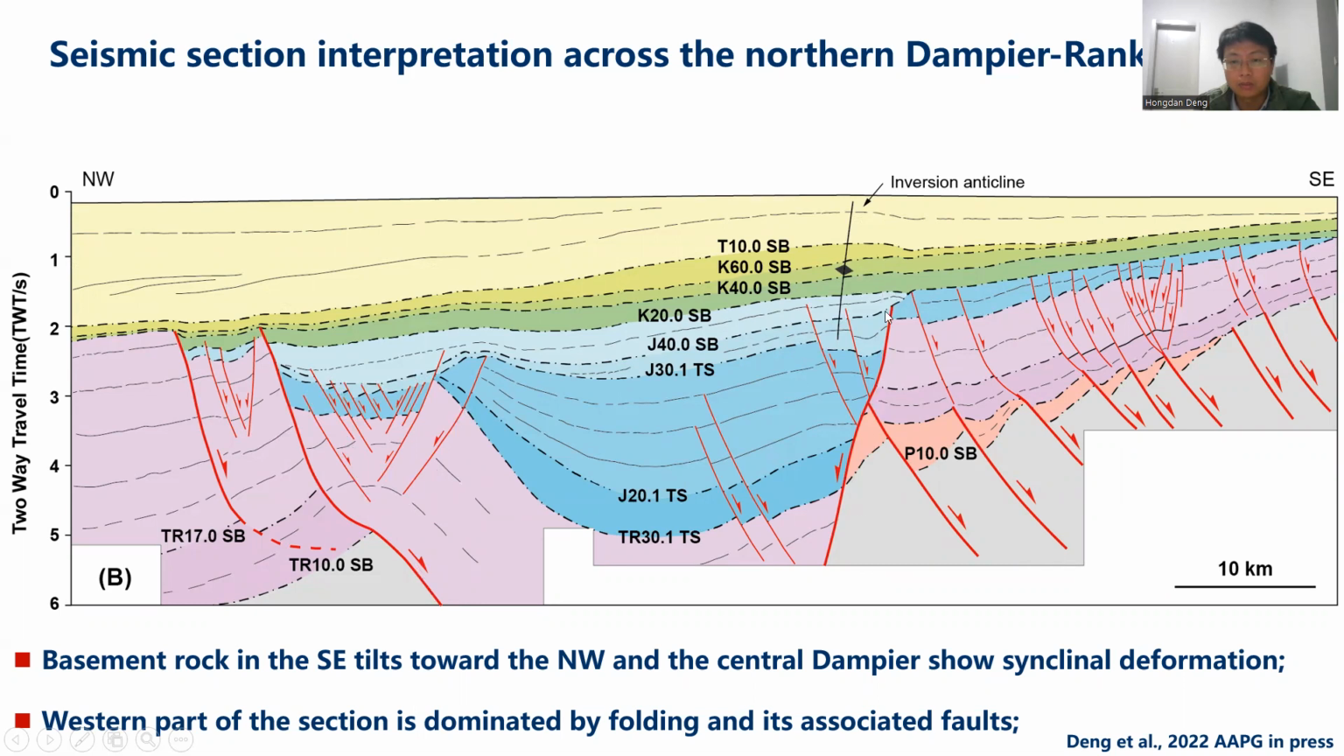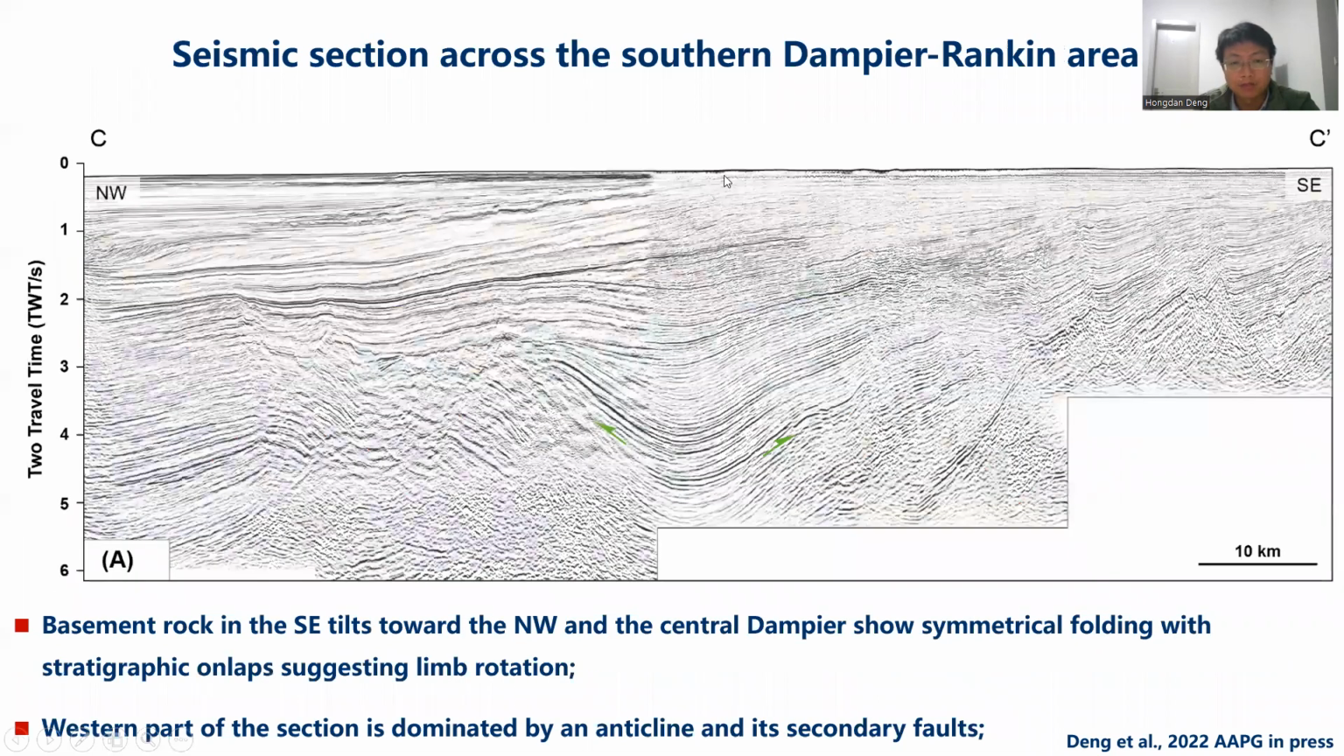In the eastern margin, we see that the boundary fault has been inverted during the later stage of this inversion. In the southern part of the section, we see the center part of the Lewis trough is dominated by a symmetrical syncline, and the stratigraphic overlaps can be observed at both margins.